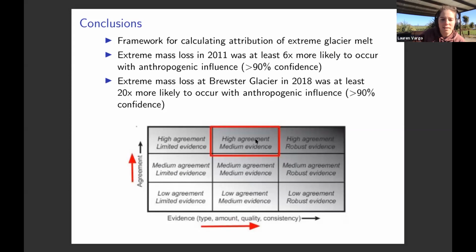And that brings up, if we go back to this confidence chart, it brings us into this higher confidence, because now there's another study that agrees with the first one. It shows that there is human influence on glacier mass loss.